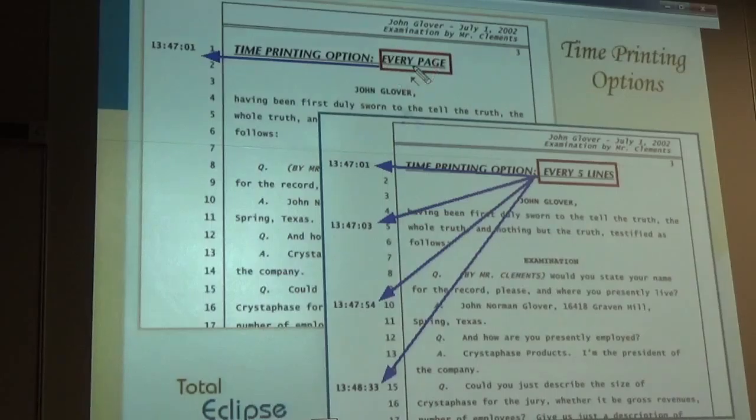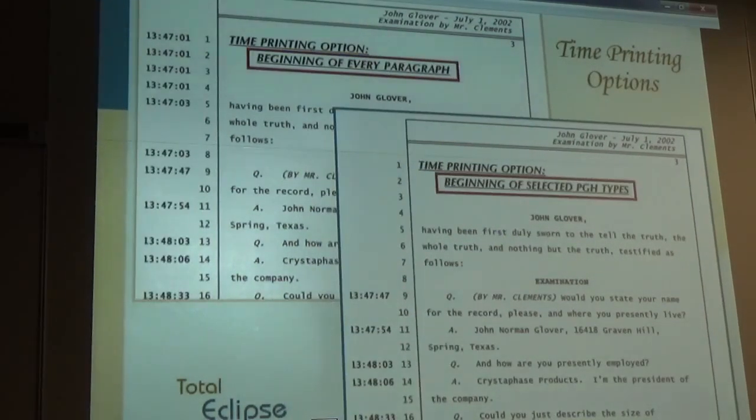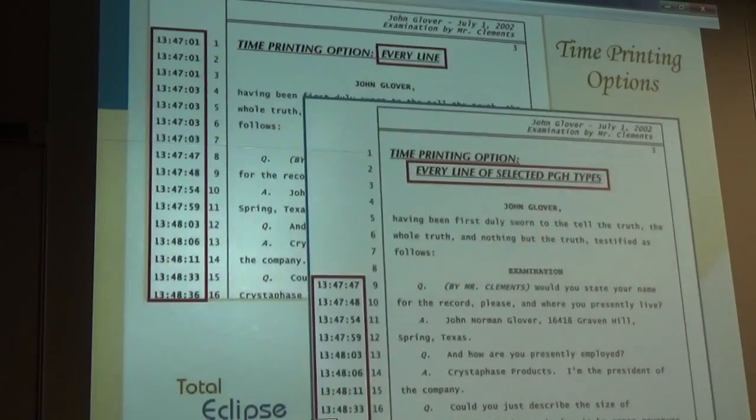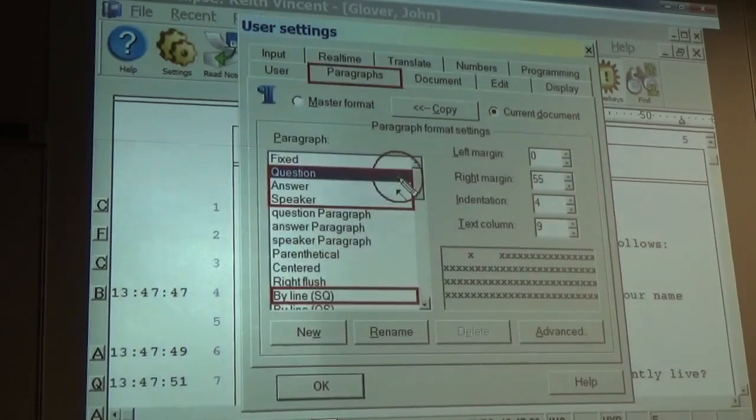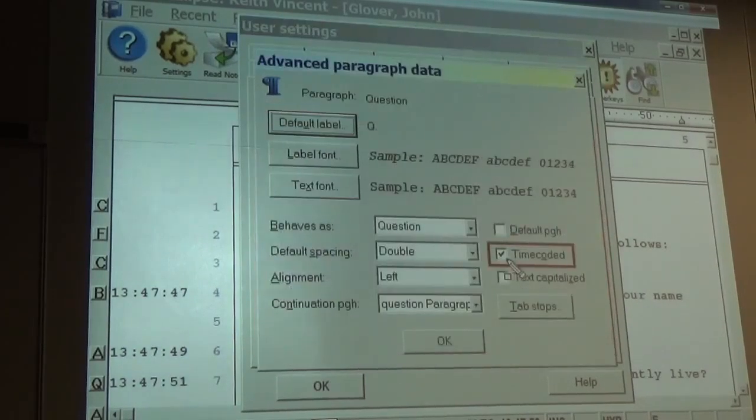You may want only a few time codes per page, or at the beginning of paragraphs, or on every line within paragraphs. Two of these time printing choices expect you to select specific paragraph types. So if I only want these paragraphs to show timestamps, I would go to the advanced settings for each of these paragraphs and put a check in the box next to time coded.